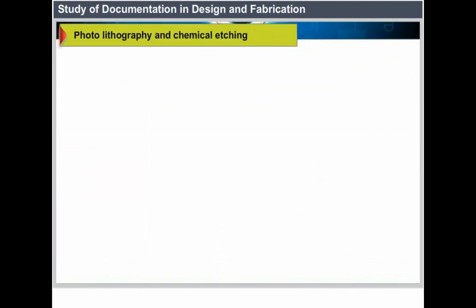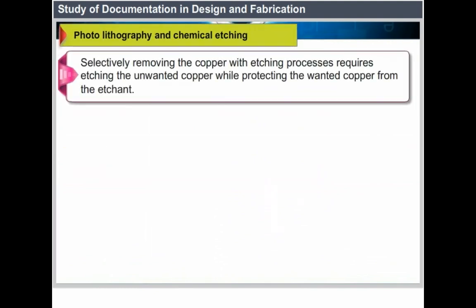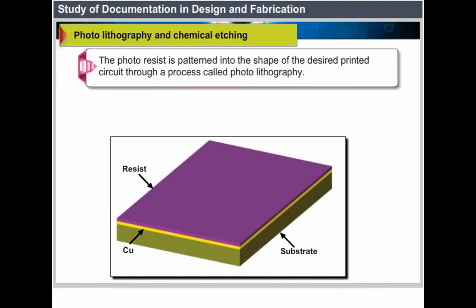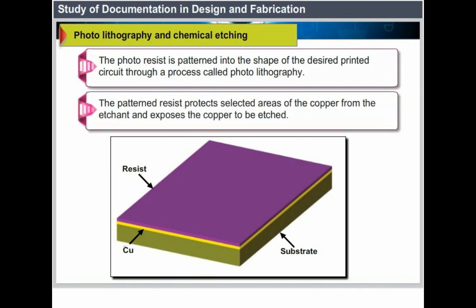Photolithography and chemical etching. Selectively removing the copper with an etching process requires etching the unwanted copper while protecting the wanted copper from the etchant. This protection is provided by a polymer coating called photoresist that is deposited onto the surface of the copper cladding as shown in figure. The photoresist is patterned into the shape of the desired printed circuit through a process called photolithography. The patterned resist protects selected areas of the copper from the etchant and exposes the copper to be etched.